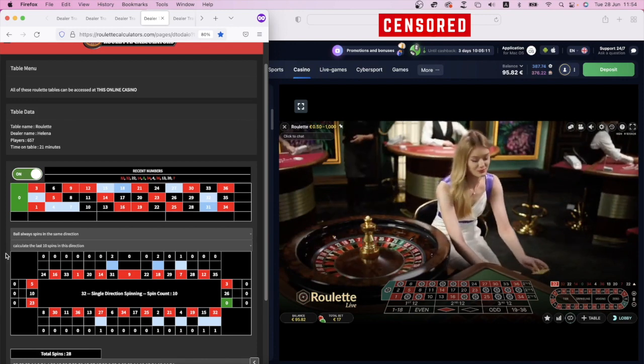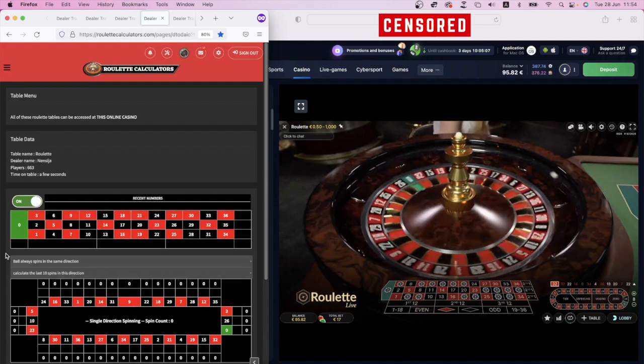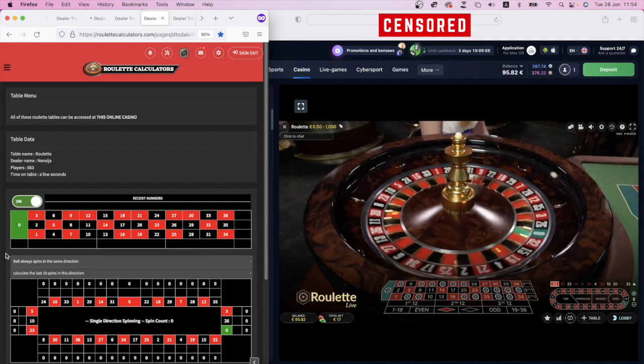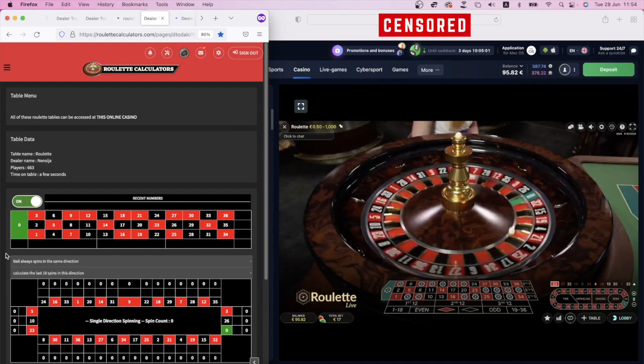I don't like doing the bet when there's about to be a dealer change because they're usually a bit anxious to get off the table, and then they kind of change how they spin the ball. But let's hope that it works out for us.